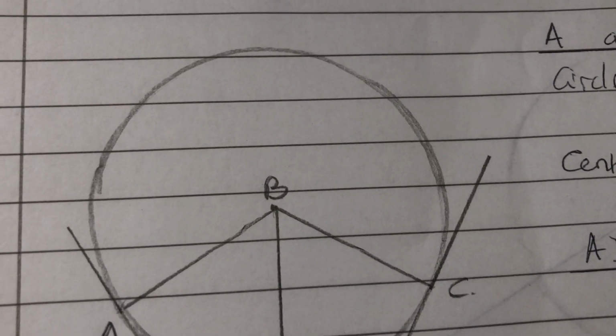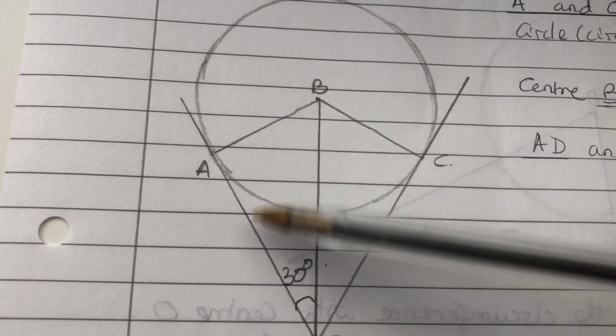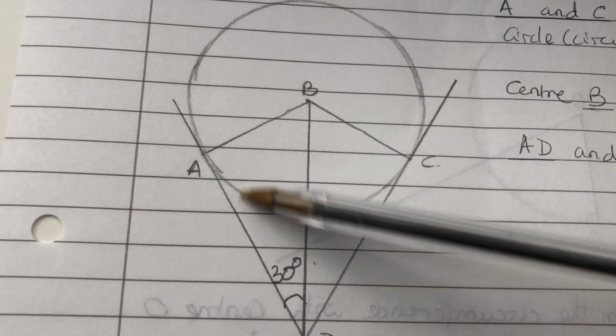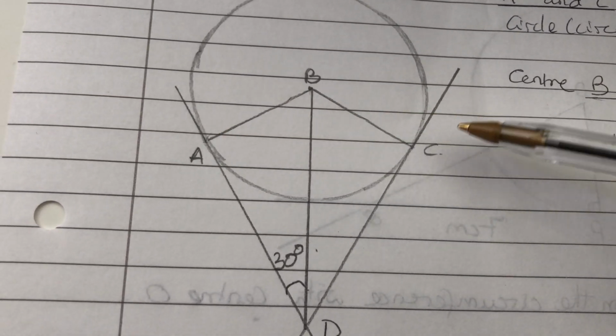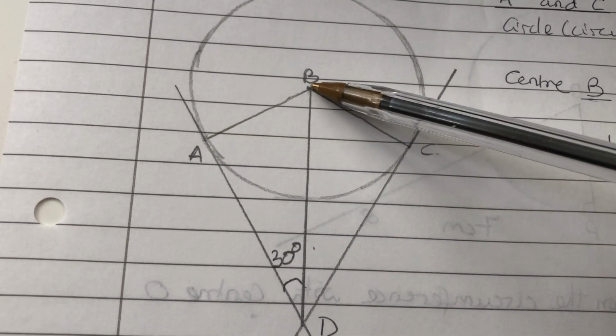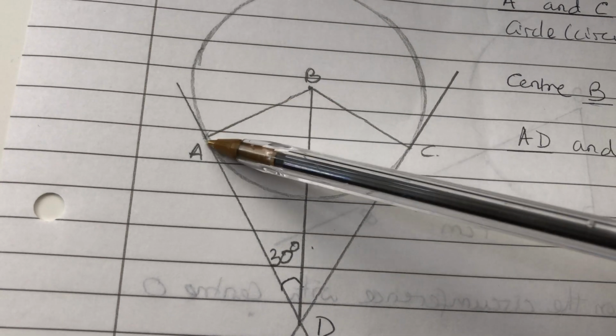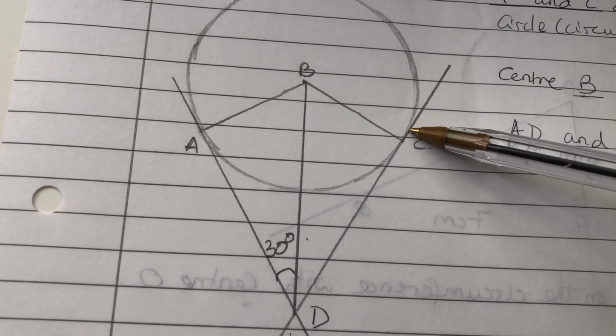Our second example now is this shape here. It looks like a cone, but it's not. It's a circle, and it has two tangents. And it has two radii. That is a radius AB, and BC is also a radius.